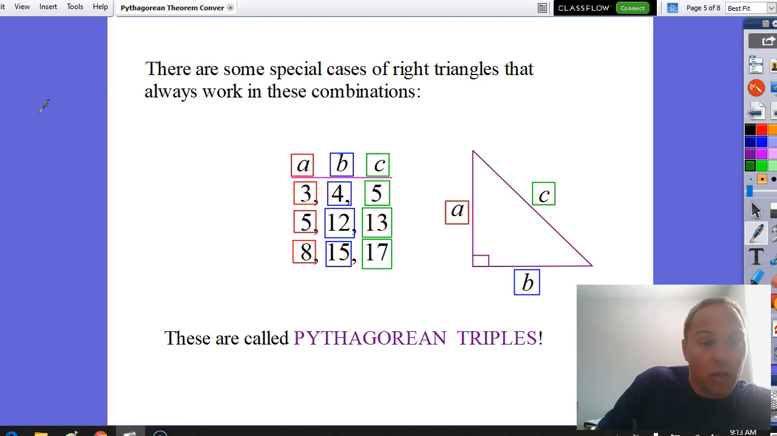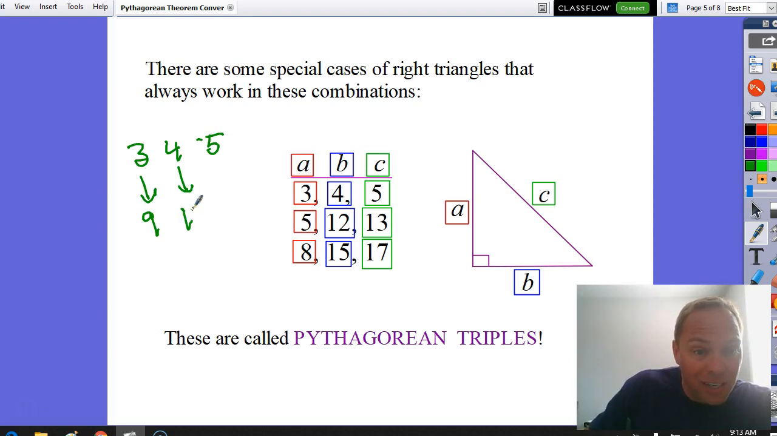Okay, so if you are given 3, 4, 5, let's say, and you have to prove that that's a right triangle, you square 3. So underneath it, write 9. Square 4, underneath it, write 16. And square 5, underneath, write 25.